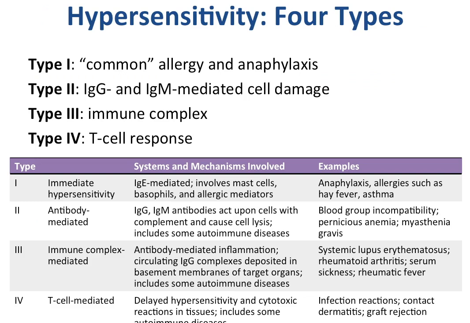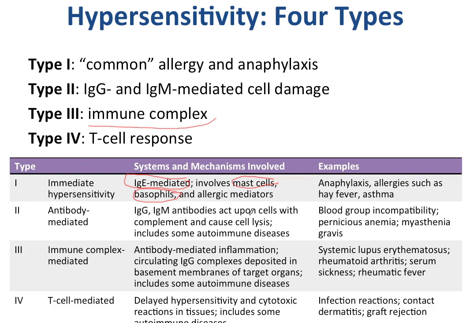Now let's talk about hypersensitivity. We have 4 types. Type 1 is allergy and anaphylaxis. Type 2 is IgG and IgM mediated cell damage. Type 3 is the immune complex. Type 4 is the T cell response. Type 1 is IgE mediated, and mast cells and basophils are involved in this reaction. Examples would be anaphylaxis, allergy, and asthma.